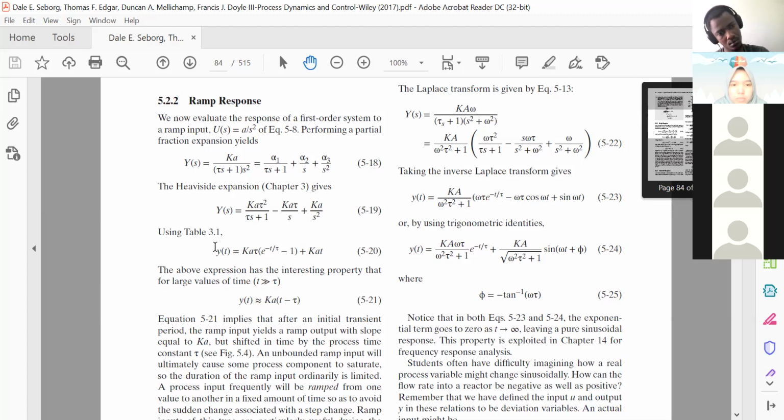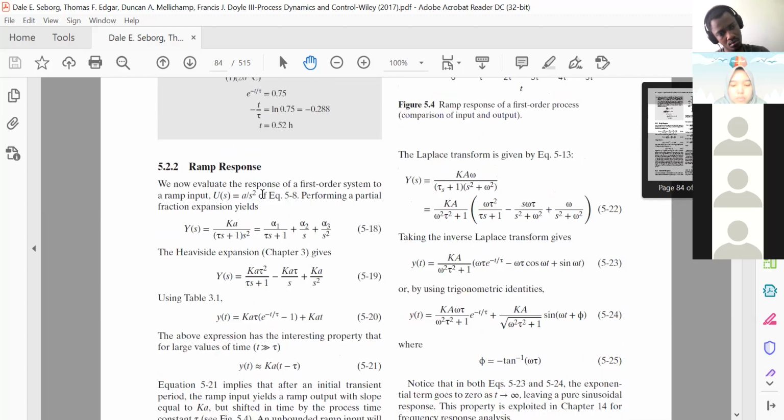Any other questions? Are there any questions up to chapter 5 here, 5.2.2 ramp response and step response? Do you have any questions? No? Not yet, sir. Not yet. Okay. All right.